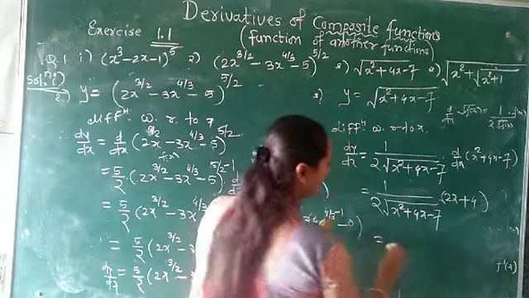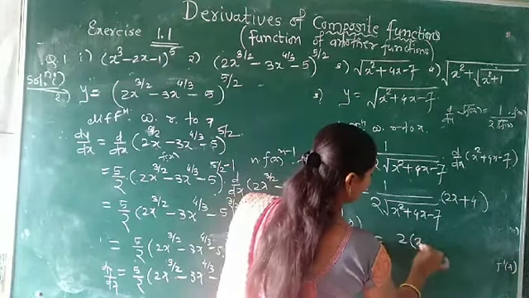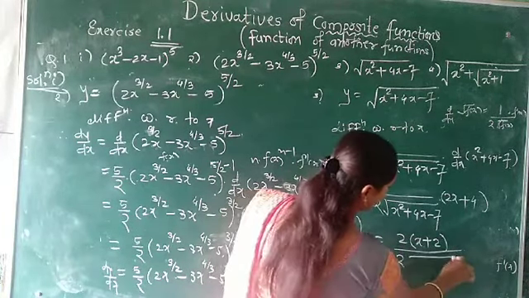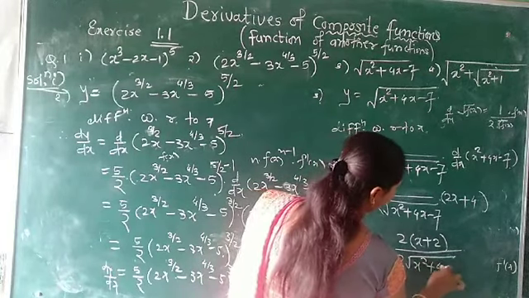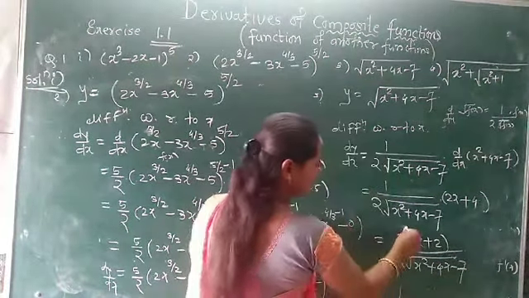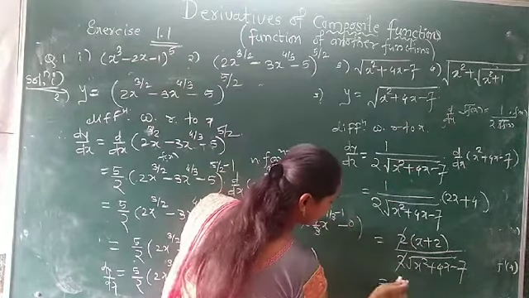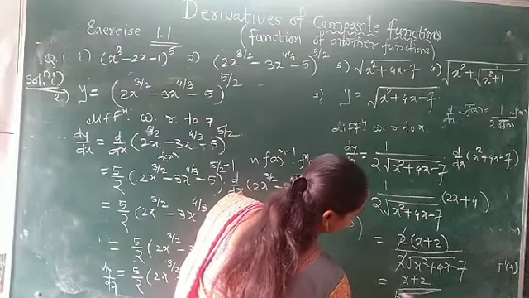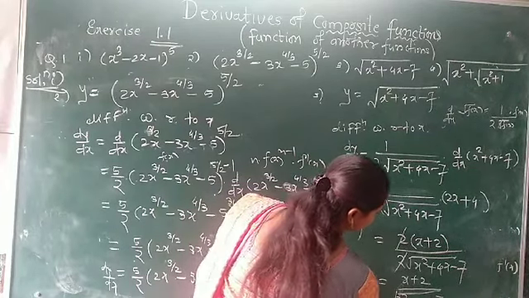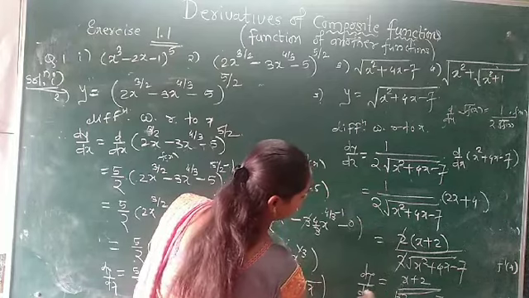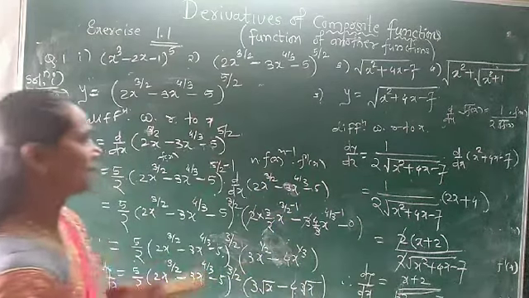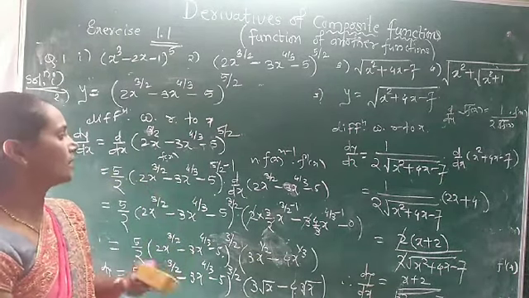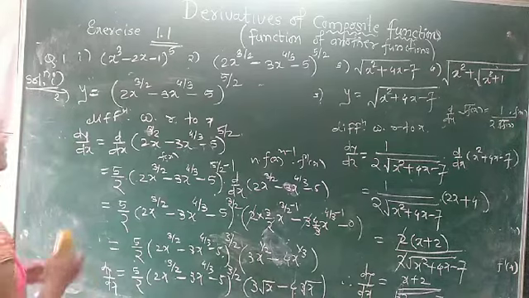So we take 2 common from it. 2 times, in bracket we get x plus 2, divided by 2 root x square plus 4x minus 7. Now this 2 will get cancelled again. So the remaining term is x plus 2 divided by root x square plus 4x minus 7. That is dy upon dx. All examples we are solving by our first method, not by chain rule. You can solve by using any method.